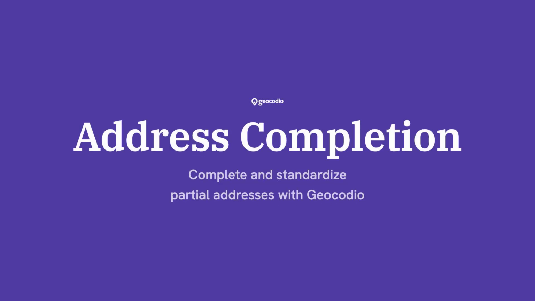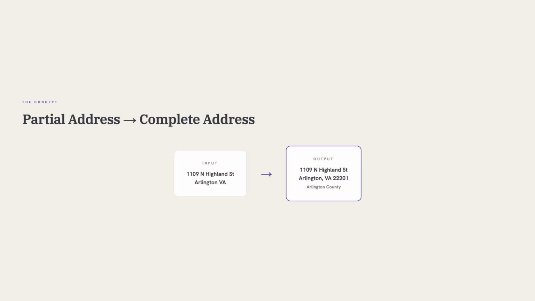In this guide, we'll walk through address completion with Geocodio, submit incomplete or messy addresses, and get back clean, standardized results. Address completion takes a partial address and returns a fully standardized result. As long as you provide at least a street with a city and state, or a street with a postal code, Geocodio fills in the rest: city, state, postal code, and county. In most cases, you'll get a result that's accurate to the exact rooftop or street level parcel.